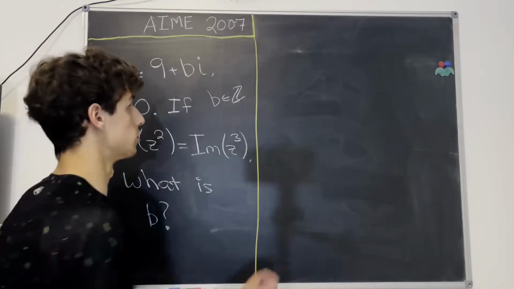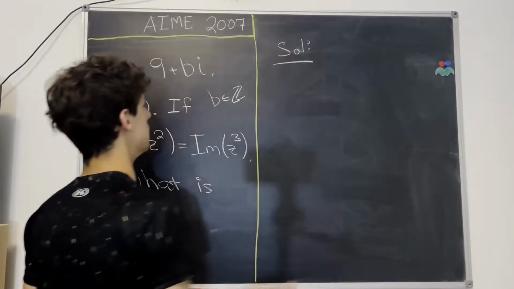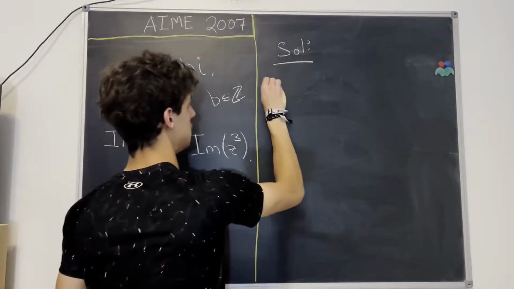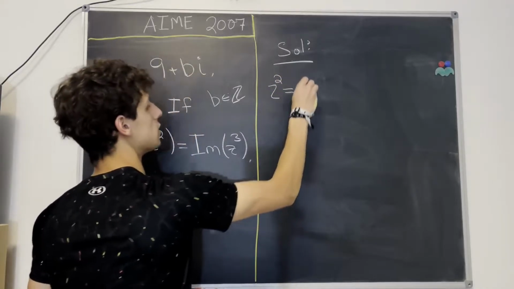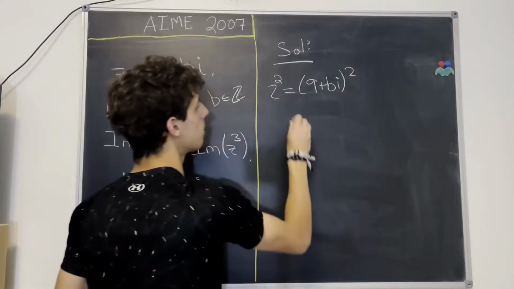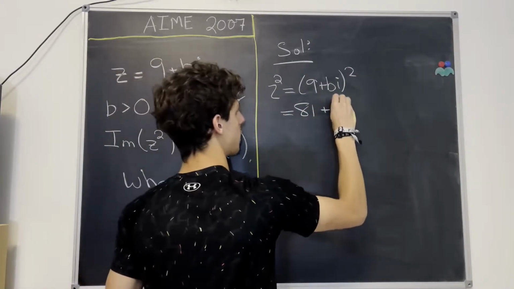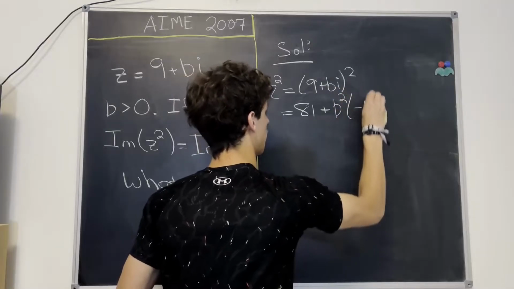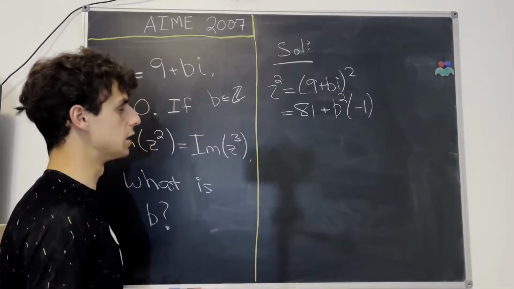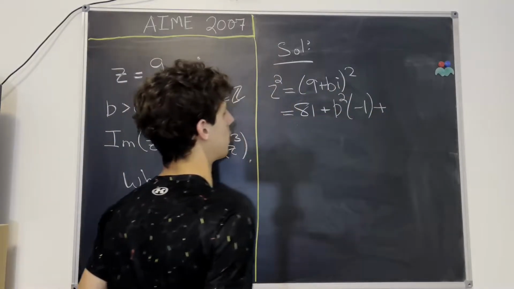So let's jump into the solution. First, what we want to do is expand out z squared and z cubed. So z squared is going to be equal to 9 plus bi all squared, but that's going to be 81 plus bi squared, so that's b squared times -1, given that i is equal to the square root of -1. But then we have the terms in the middle that are combined.